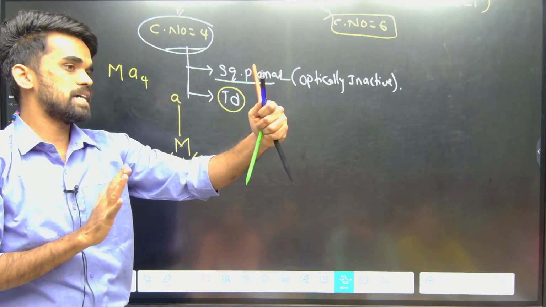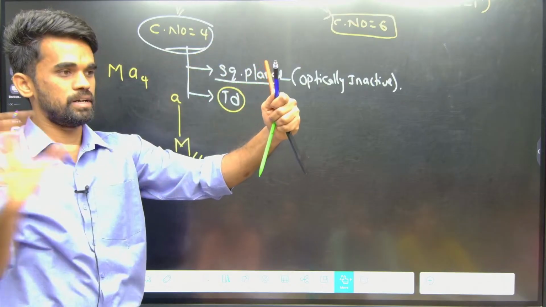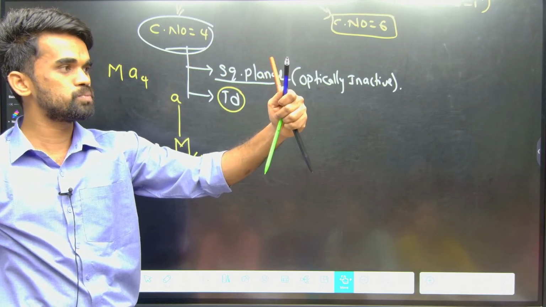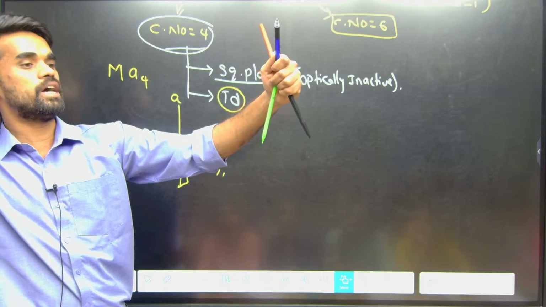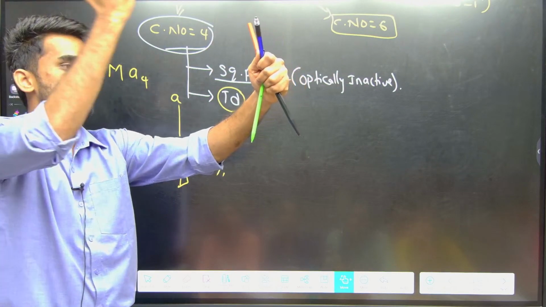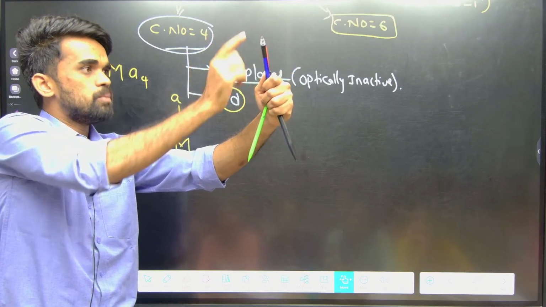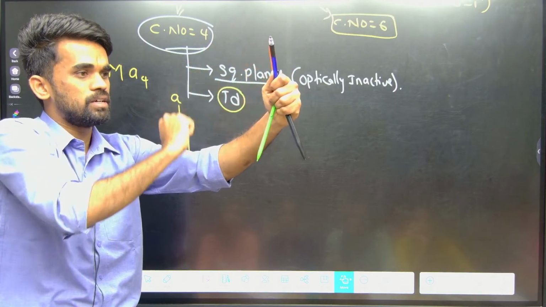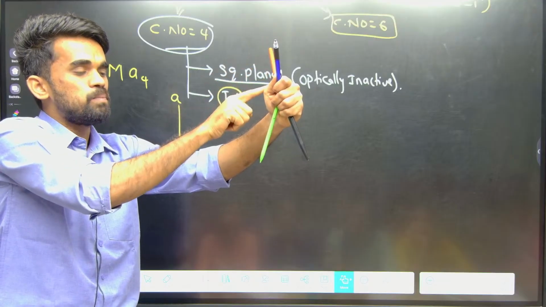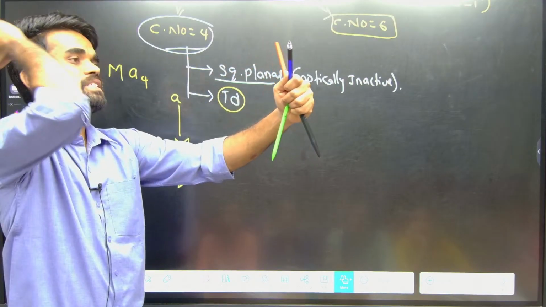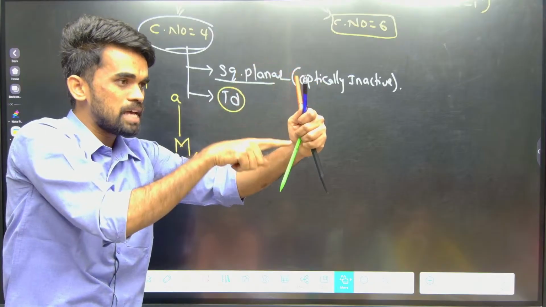So now consider all 4 groups are different. So now you are trying to cut it, you are cutting it like this. Now what happens? It is dividing into 2 equal halves. But are these 2 groups same or different? So does it have a plane of symmetry? If it is dividing into 2 equal halves, then it has a plane of symmetry.